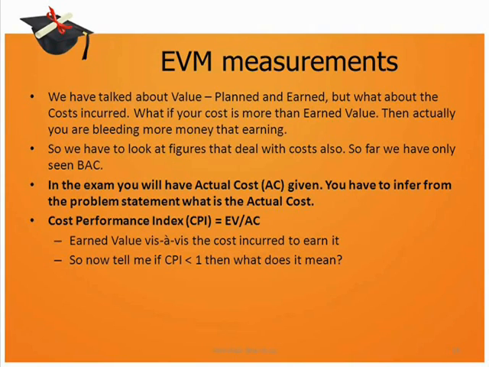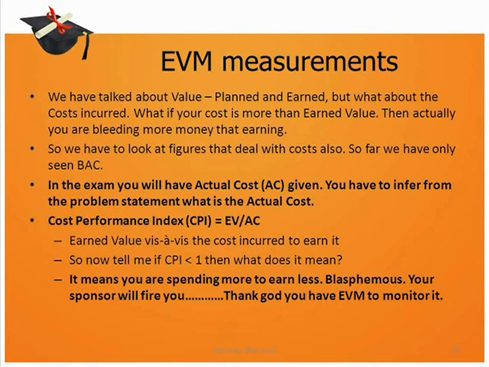There is another figure, or I would say a ratio, associated with cost, that is called CPI or cost performance index, similar to SPI. But here the PV is replaced by AC. It is EV by AC, that is earned value vis-a-vis the cost incurred to earn it. So can you tell me, if CPI is less than 1, then what does it mean? Well, CPI less than 1 means that you are spending more to earn less. That is blasphemous. Your sponsor will fire you. Thank God you have EVM to monitor it.